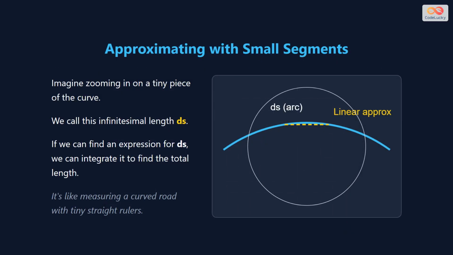To solve this, we think about the curve as being made up of infinitely many tiny segments. If we zoom in very close, each tiny curved segment, which we call ds, looks almost like a straight line.